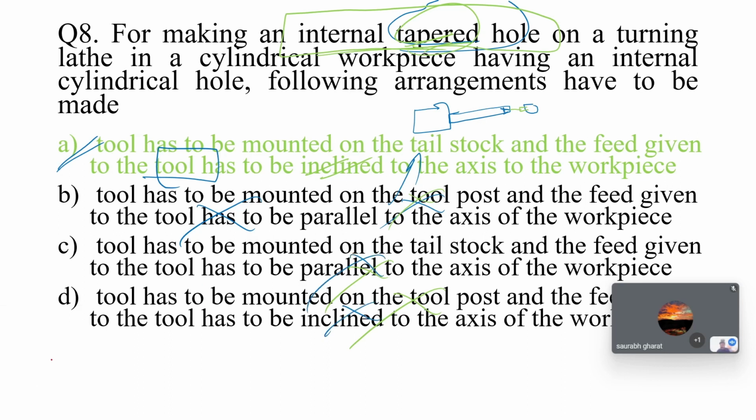So depending upon the question you asked, your answer will be: inclined and mounted on a tailstock, not on a tool post. Because if you mount it on the tool post, the tool post will come somewhere here, which is wrong actually. You can't make an internal hole here. If you put your drill bit here, you can't make a hole. It is not possible. So for that you have to put it in a tailstock only, and again inclined because you have to create a tapered hole. That's why this is your correct option.